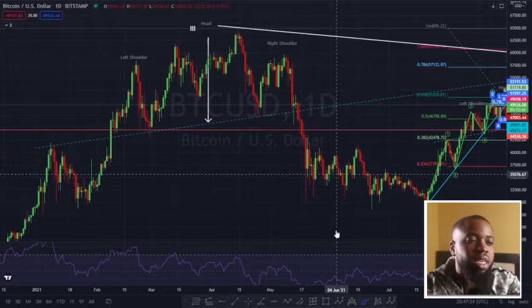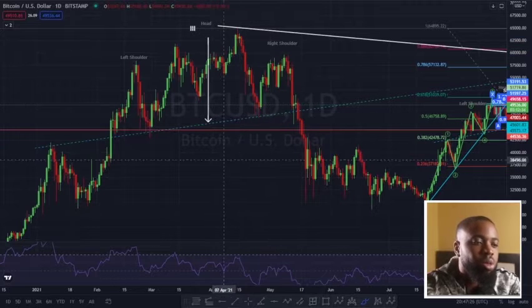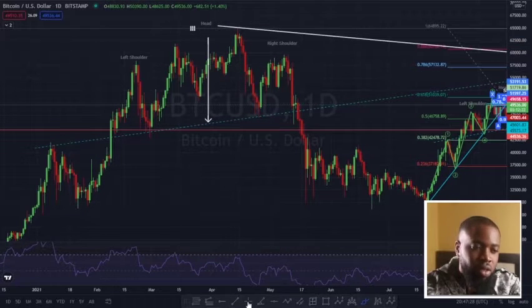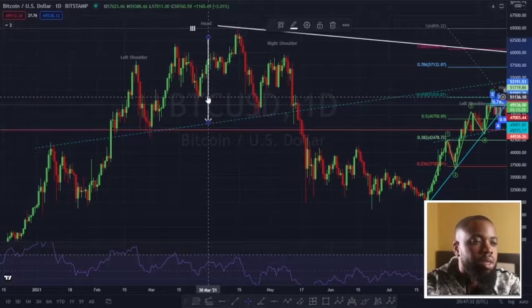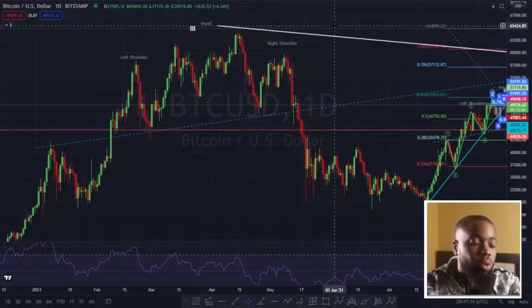Now let's see how we can get the measurements for the wave 3 first of all, before we move into the main analysis, which is what's currently happening.